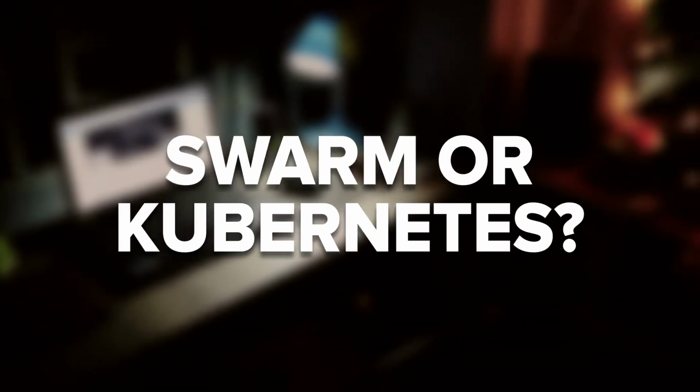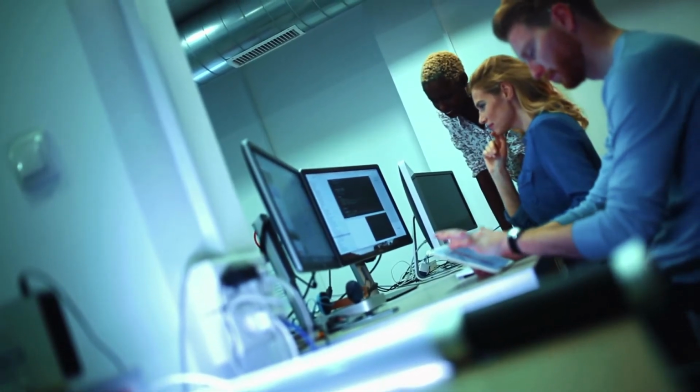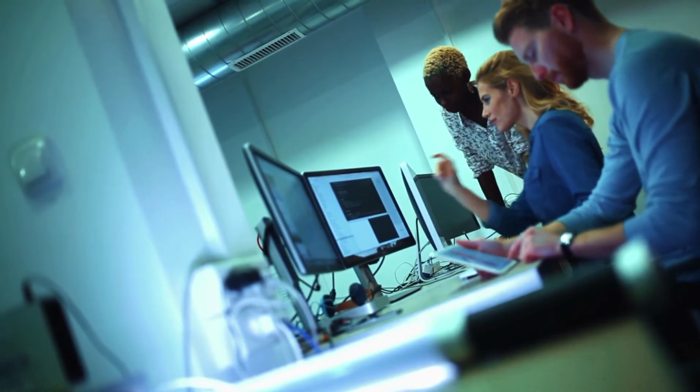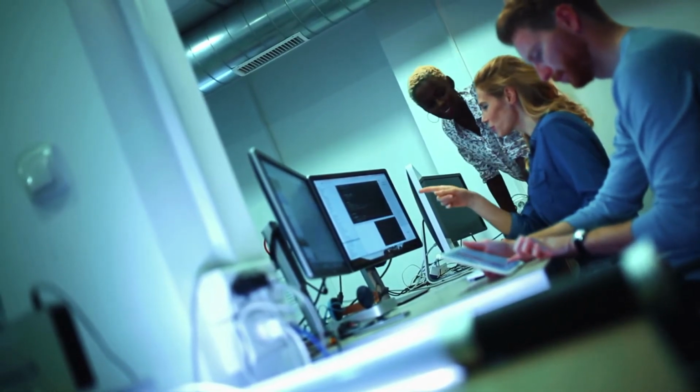Swarm or Kubernetes? You can start your containerization journey by playing with individual one-off containers, but eventually you'll want to scale up the number of containers you're deploying without also having to scale up the amount of IT staff to manage them. Both the community and enterprise editions of Docker support two orchestrators, Docker Swarm and Kubernetes.